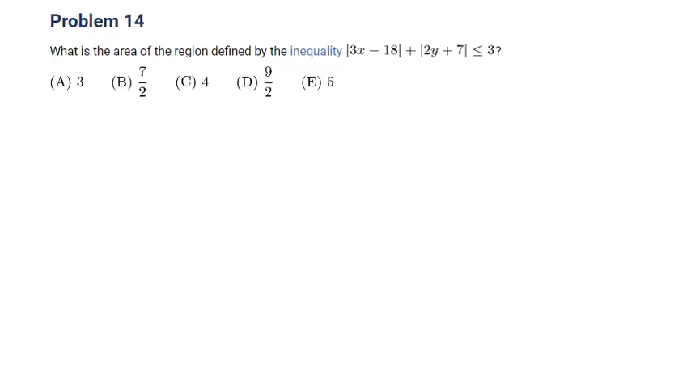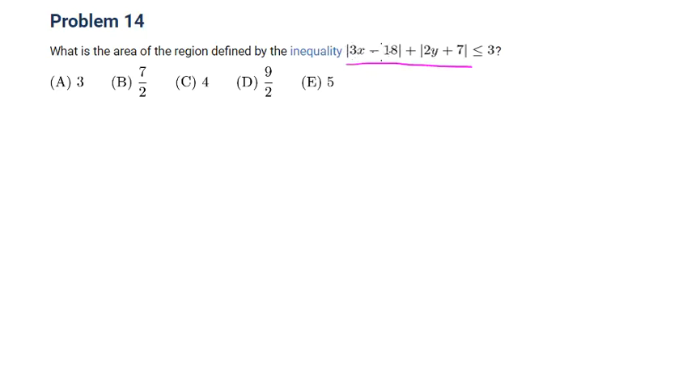Problem 14. What's the area of the region defined by the inequality |3x minus 18| plus |2y plus 7| smaller than 3? Absolute value questions.